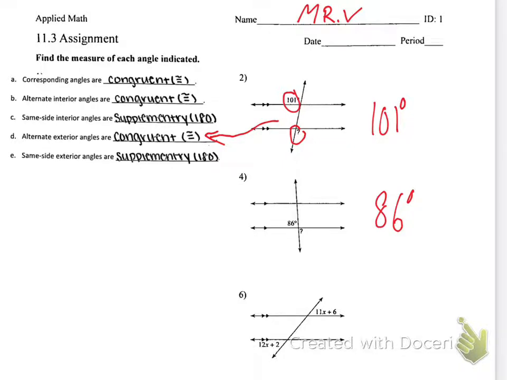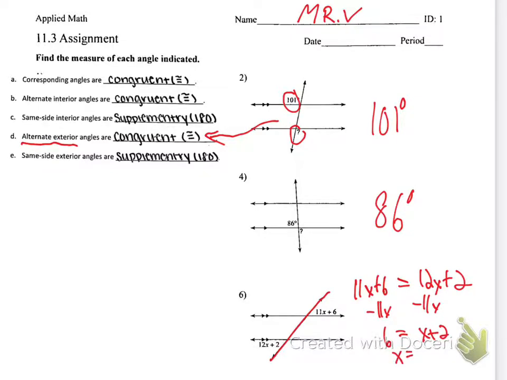On this one, these angles with this transversal are on opposite sides and on the exterior. So alternate exterior means they're congruent. What we need to do here is set 11x plus 6 equal to 12x plus 2, because they're going to be the same. We'll find x and then plug it into one of these to find the measurement. So I'm going to minus 11x. I'll have 6 is equal to x plus 2, and then x is going to equal 4.